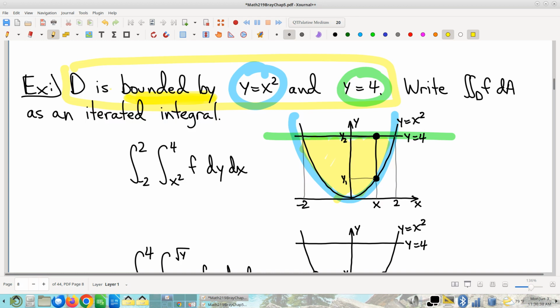So when you see this language bounded by, that means two things. It means that the region I'm interested in, its boundary consists of these curves. That's part of what this means. The other part of what this means is that our region is bounded. Bounded means you can put it in a box. It means it doesn't extend infinitely in any direction. So this region here that I have highlighted in yellow, you can see is bounded because look, I just put it in a box.